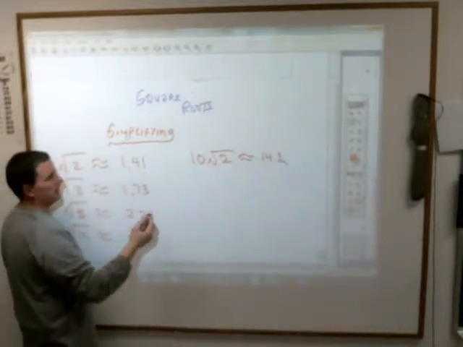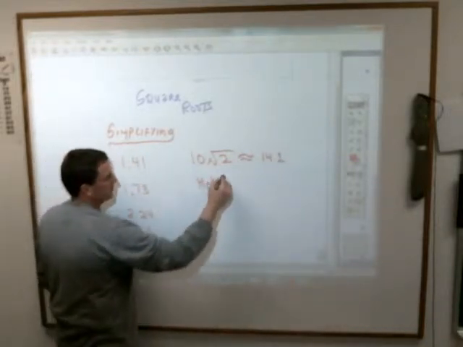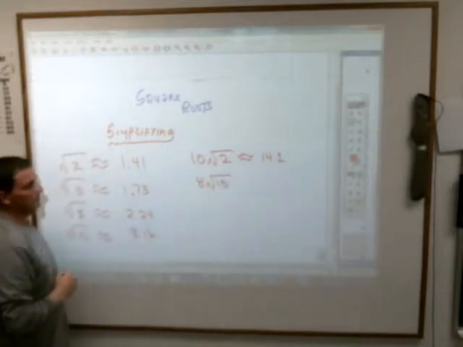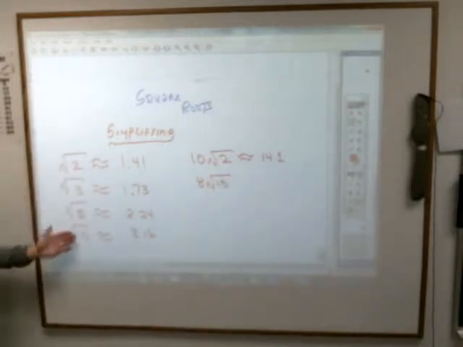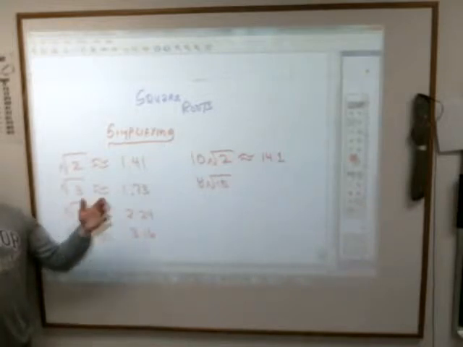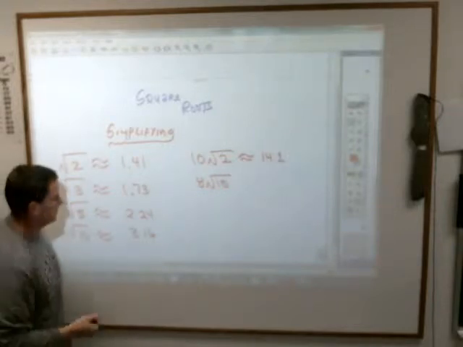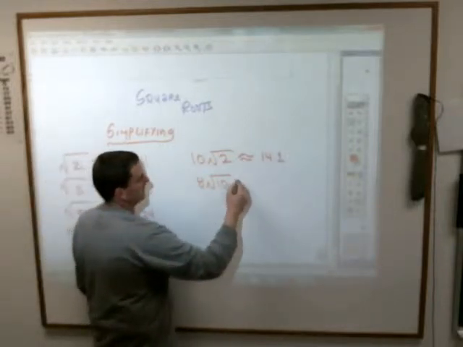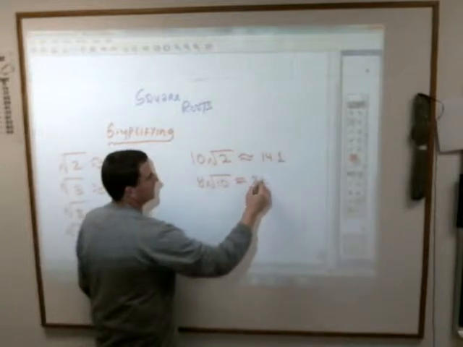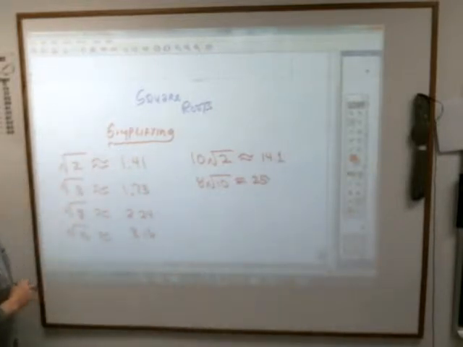Or if I had 8 times the square root of 10. Well, since I know that the square root of 10 is 3.16, 8 times the square root of 10 would be close to probably, just give me something to guess, Alex. 25. Yeah, probably close to 25. And again, most of the time getting close is going to be good enough.